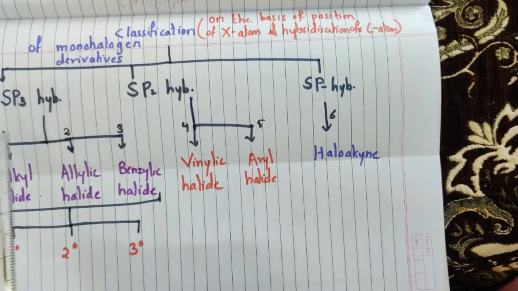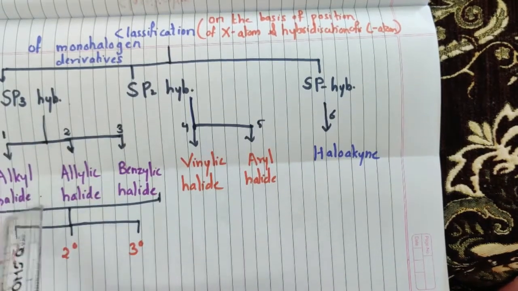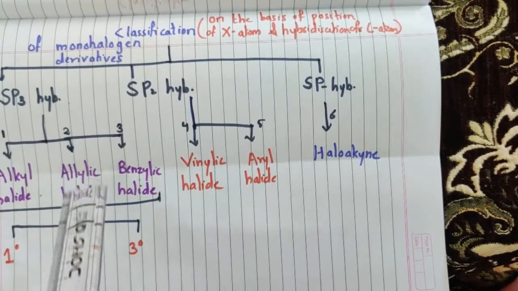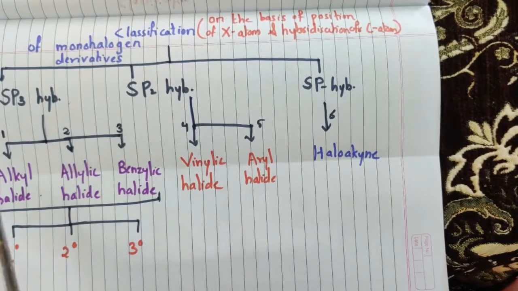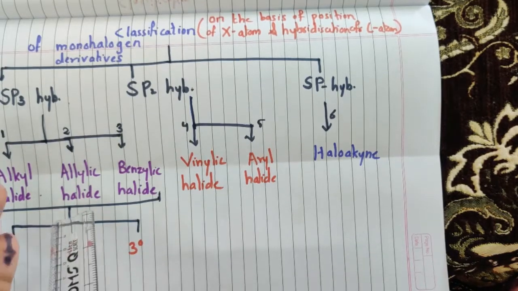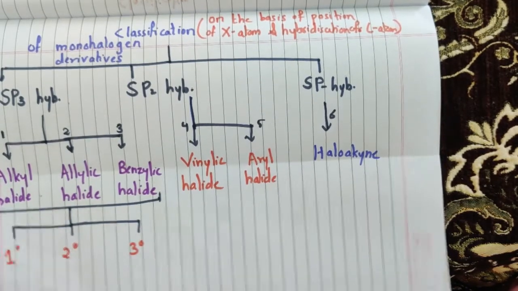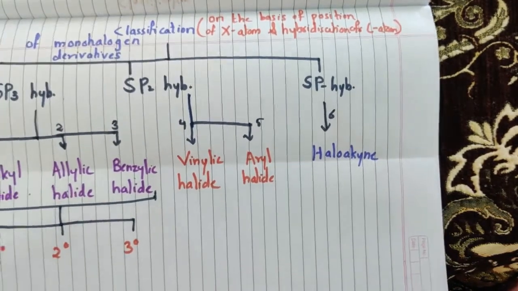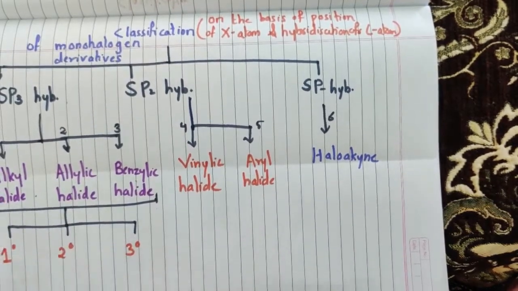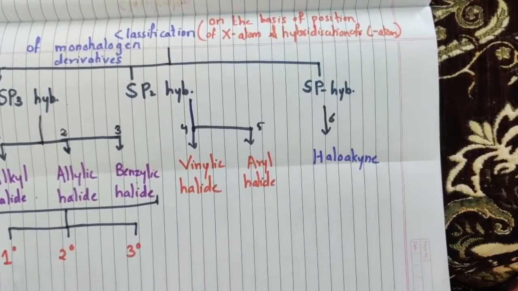Now all the 3 types, alkyl halide, allylic halide and benzylic halide, can also exist in 3 different forms, that is primary, secondary and tertiary. They can form primary, secondary and tertiary alkyl halide. In the same way, primary, secondary and tertiary allylic halides are possible, and primary, secondary and tertiary benzylic halides are possible.